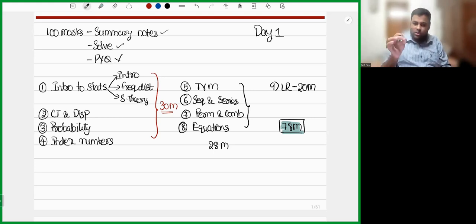So these chapters are small chapters and have the maximum weightage. In these 78 marks plus additional 2-3 chapters, if you study also, you are going to clear the examination. You are going to get exemption. Okay. So I hope the point is clear. This is how I'm going to cover the whole syllabus.